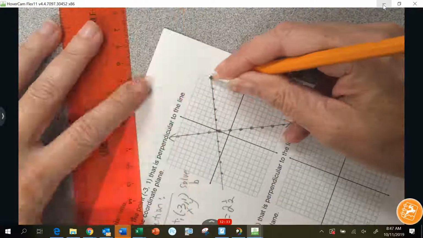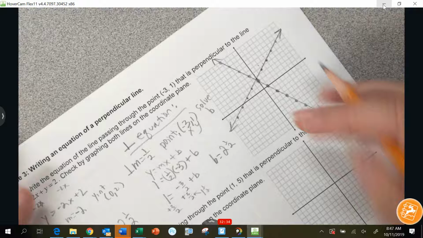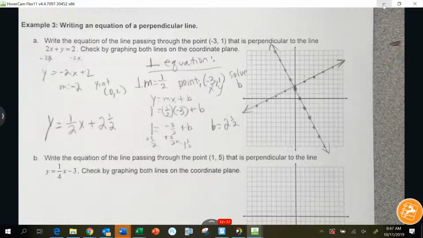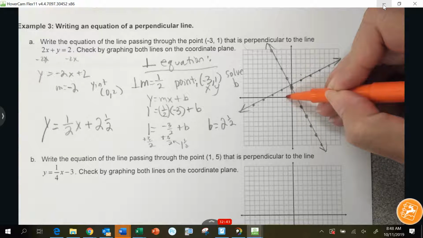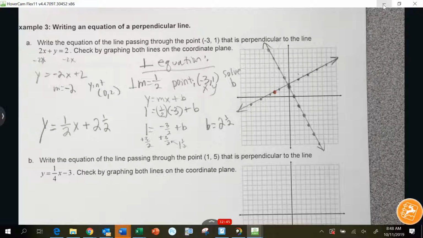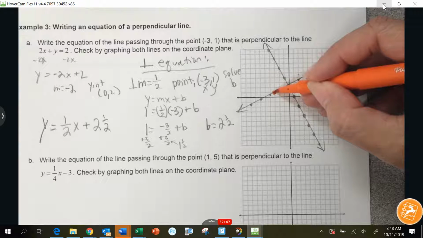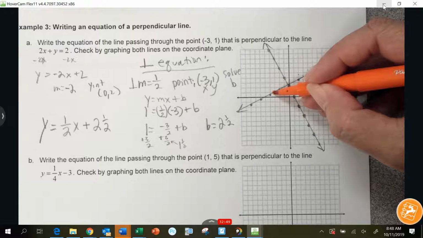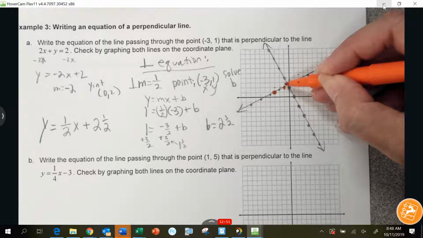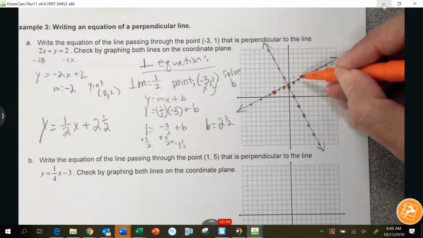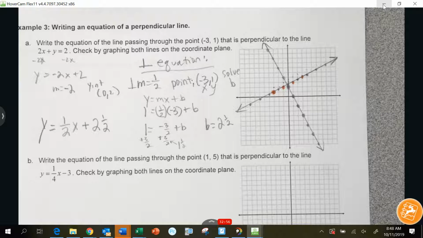There's probably an easier way for me to graph this second one. What point should it pass through? -3, 1. So if I go to -3, 1, it does look like it passes through there. I guess I could have started at -3, 1 and went up 1/2, and then I wouldn't have had to deal with all those fractions. I didn't think about that till I was done already, sorry. So this would be the answer.